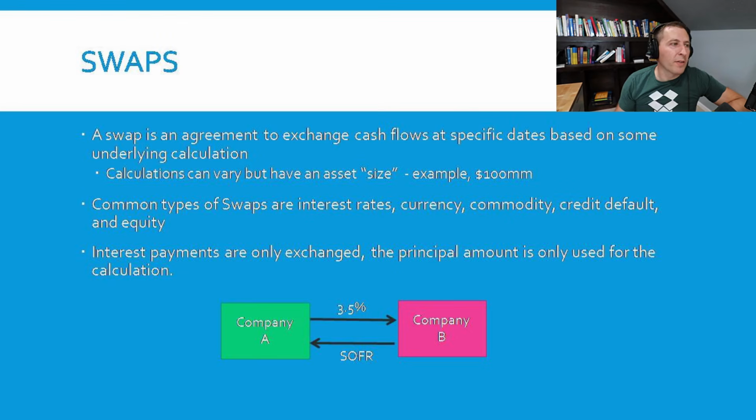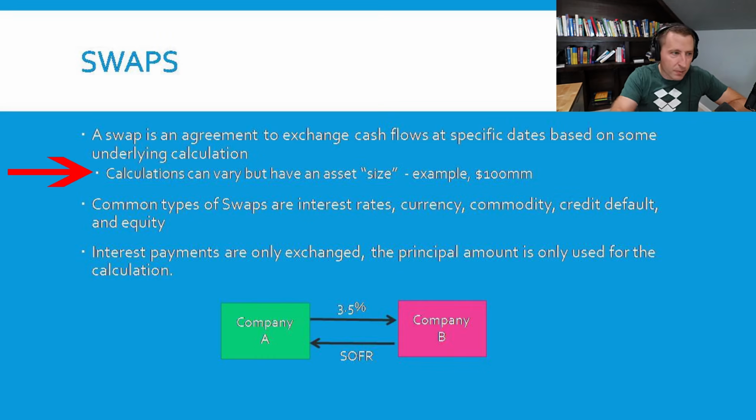And then finally, swaps. I feel like swaps are the least popular out of all these derivatives, but they're used a lot by corporate management and treasury departments, for obvious reasons. A swap is an agreement to exchange cash flows on predefined dates based on some sort of underlying calculation. These are often based on some sort of dollar amount. There can be exotic types of swaps and changes in how these are calculated, but there is going to be some asset size that defines this calculation.